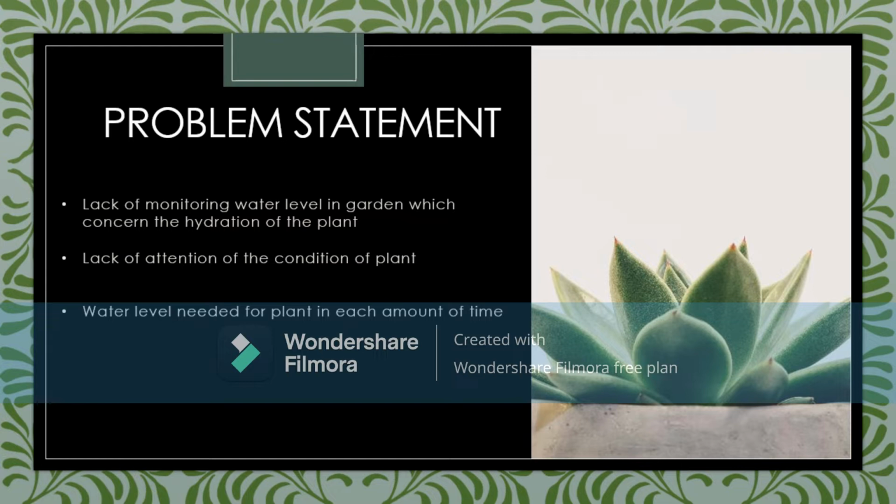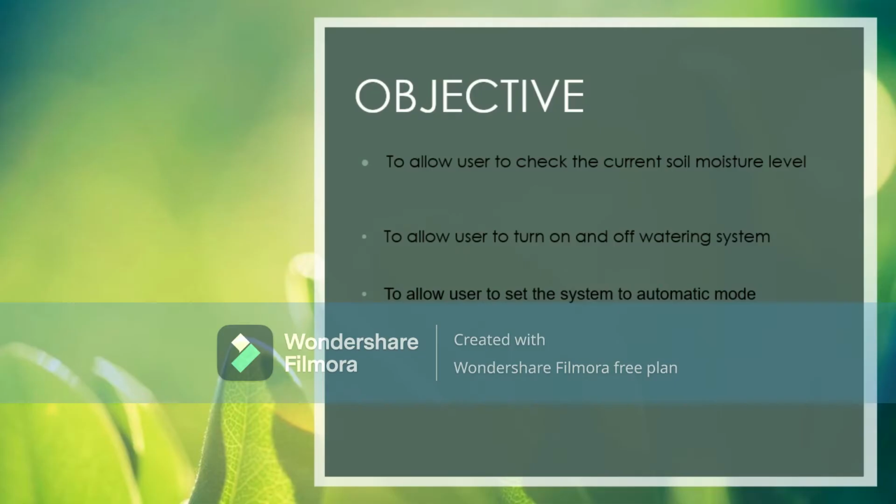Hence, this plant watering system is here to help the gardener solve their problem and to make sure their plant lives healthy. There are three objectives of this project. The first one is to allow the user to check the current soil moisture level, to allow the user to turn the watering system on and off, and to allow the user to set the system to automatic mode.